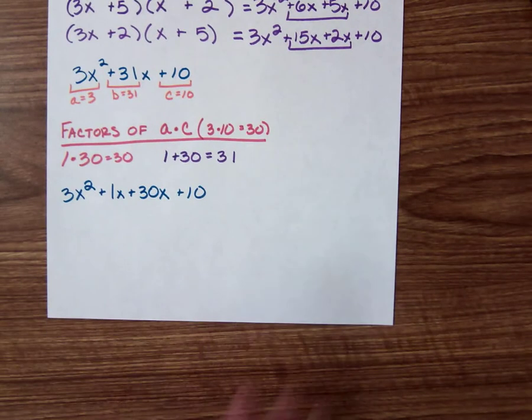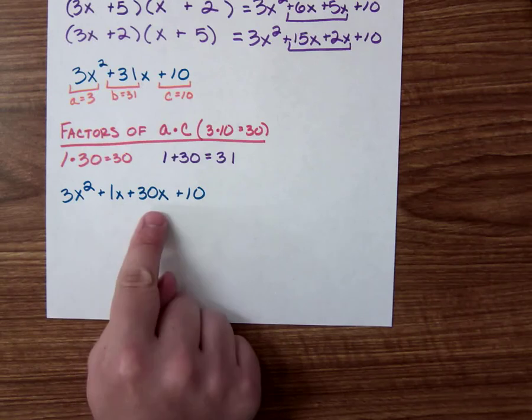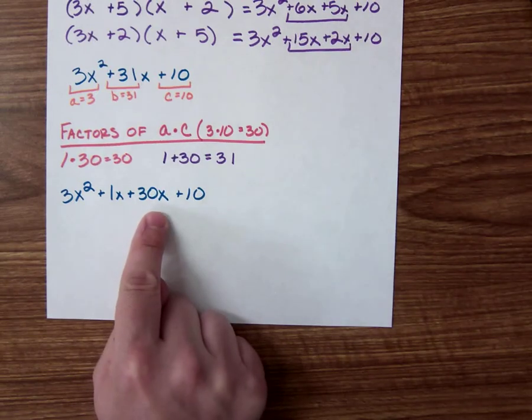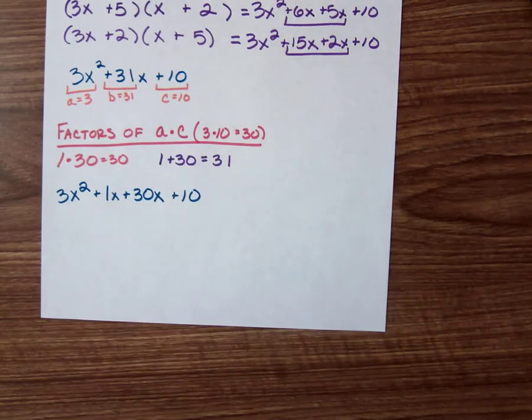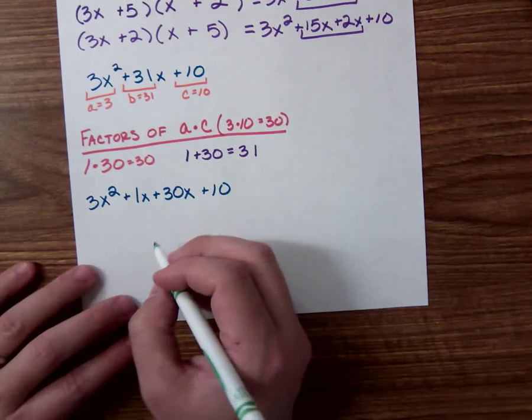I haven't actually changed anything about this problem technically, because if I were to combine my like terms here, if I were to put the 1x and the 30x back together, I just have 31x again. So all I did was take that middle term and split it into two pieces. And the way I knew which two pieces to split it into was by using the factors, okay? Now we're going to do what we did last week, which was group the factors together.